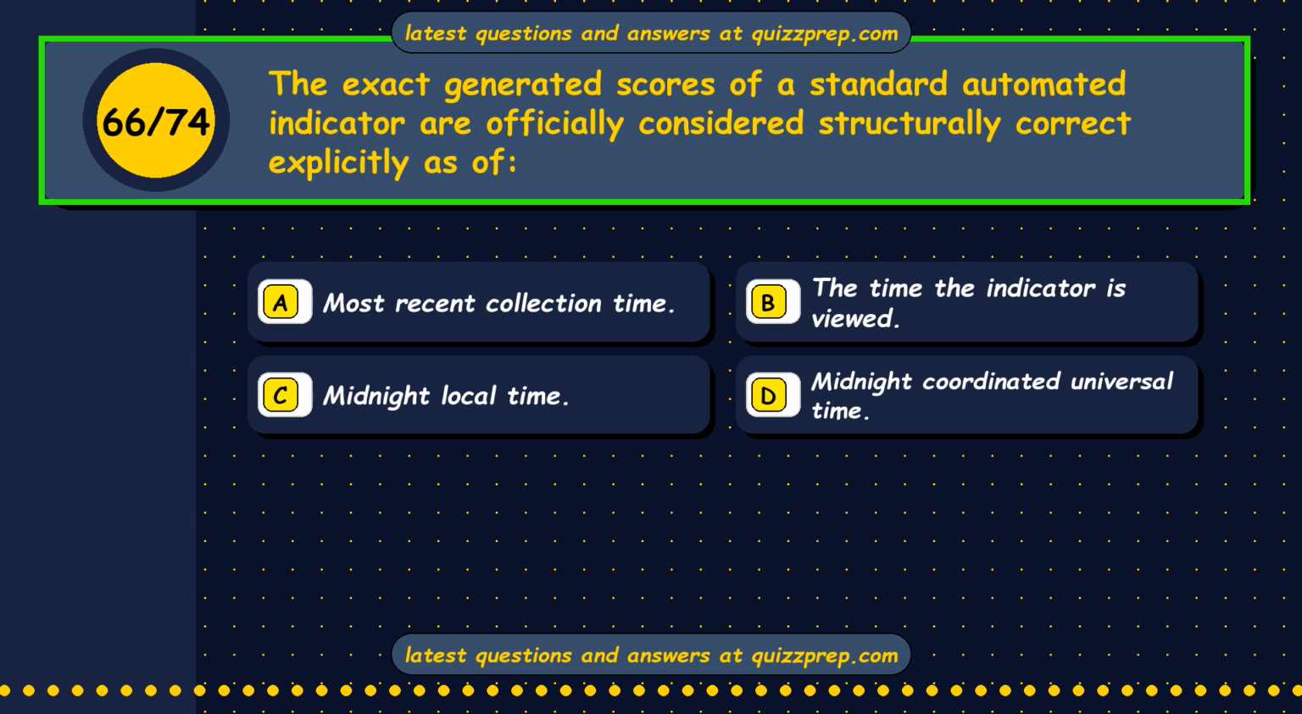Question 66. The exact generated scores of a standard automated indicator are officially considered correct as of Option A, most recent collection time. Option B, the time the indicator is viewed. Option C, midnight local time. Option D, midnight coordinated universal time.